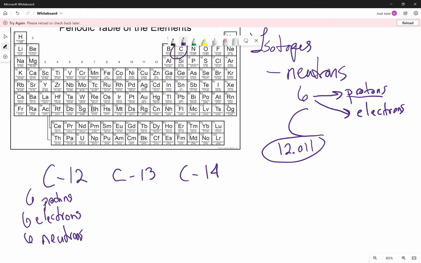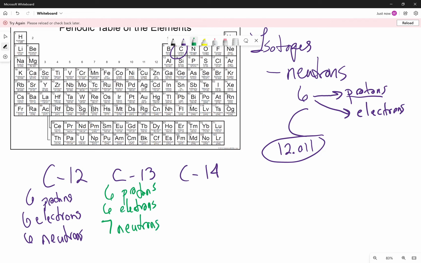But what we're going to see change here is that my protons stay the same for carbon 13 because they never change. My electrons are going to stay the same as well. And then 13 minus 6 is going to give me 7. So I have 7 neutrons.